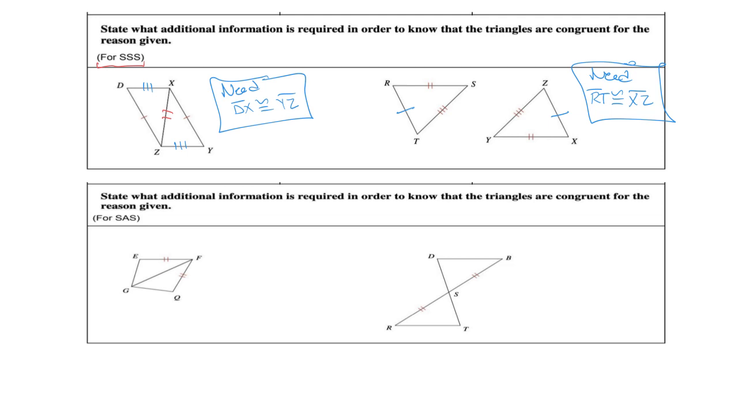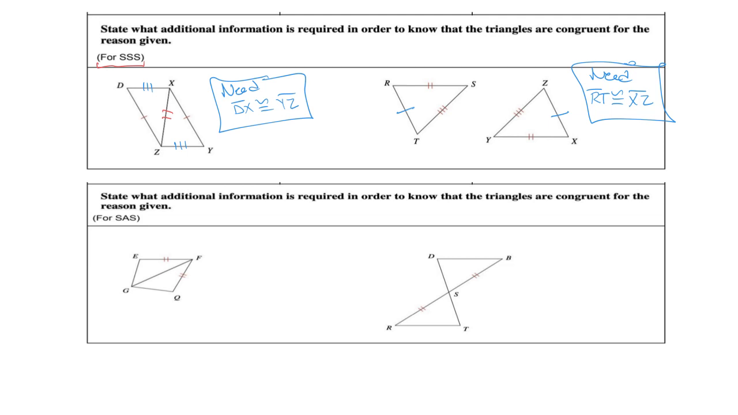Okay, so you're just looking for that missing piece, right? We know side needs all 3 sides congruent. We only had 2 marked in the first one. We need to figure out the third one. Same with the next question. We had 2 marked. We needed to figure out the 1' one.